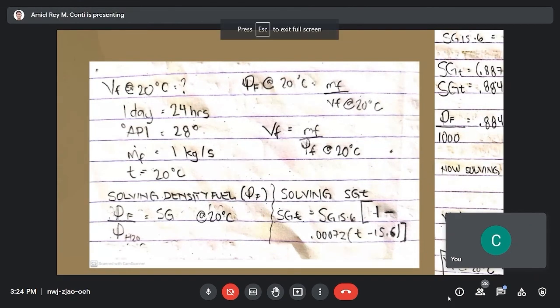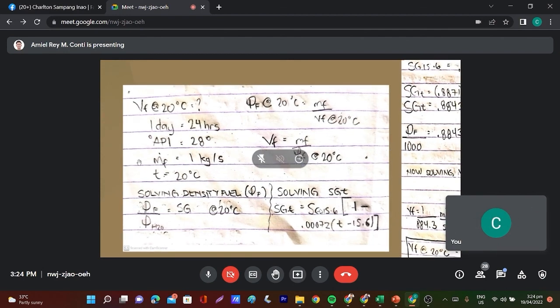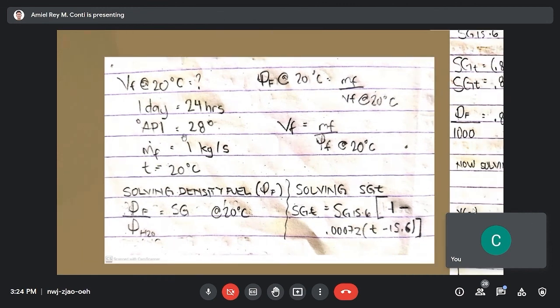Writing all the given: volume of fuel at 20 degrees Celsius, hinahanap natin. 1 day, 24 hours, 28 degrees API, mass flow rate is 1 kilogram per second, and ang temperature na i-consider ay yung 20 degrees Celsius.